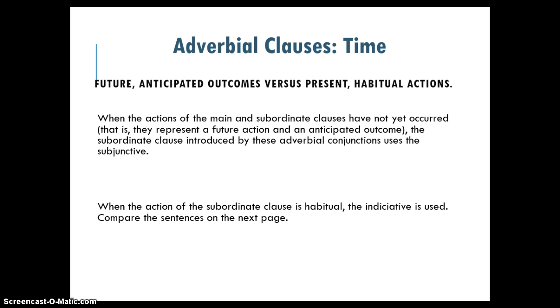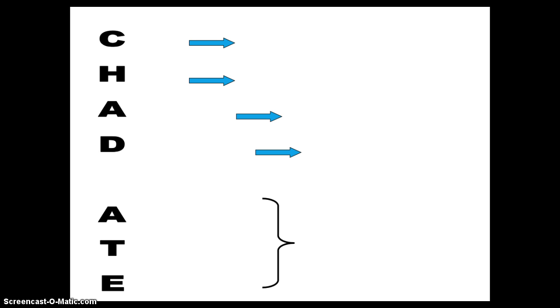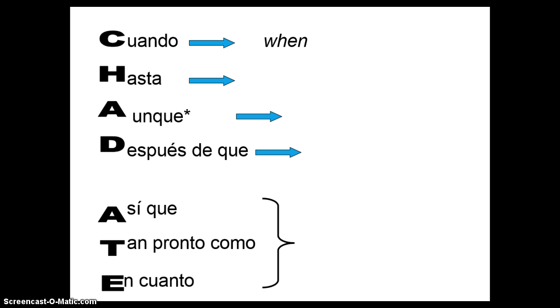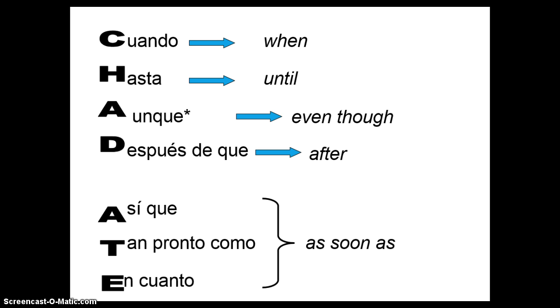So let's look at some examples. Here are conjunctions. Cuando, hasta, aunque, después de que, así que, tan pronto como, en cuanto. And here's what they mean. When, until, even though, después de que, and así que, tan pronto como, and en cuanto all mean as soon as. These are all words that have something to do with time, except for aunque, and I'll explain that in just a moment.